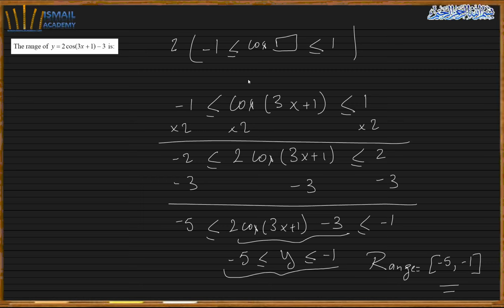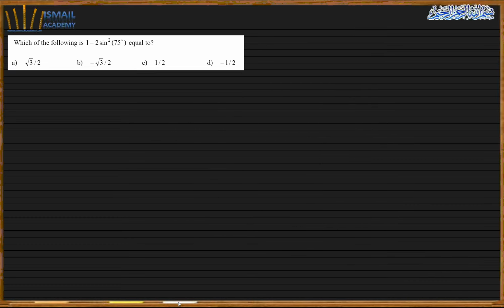I hope it's clear. Next question: which of the following is 1 minus 2 sine squared 75 equal to? So here I have 1 minus 2 sine square of 75 degrees. If I know my formula, I know that 1 minus 2 sine square of an angle is cosine of twice that angle, which is a double angle formula. If I don't know that, I need to use another way.